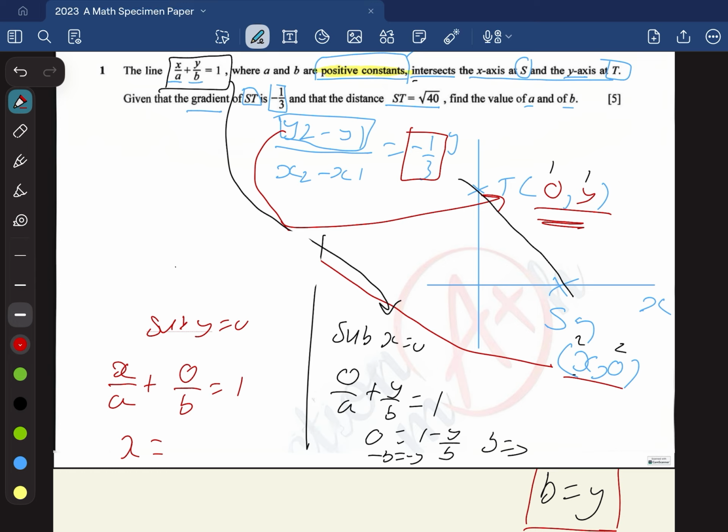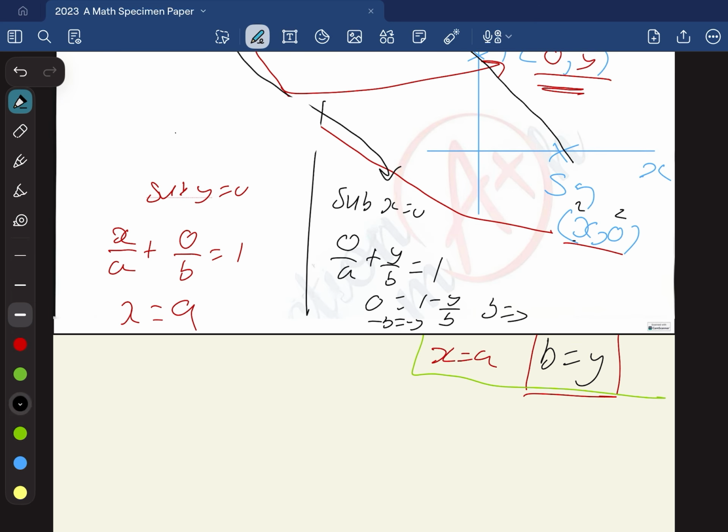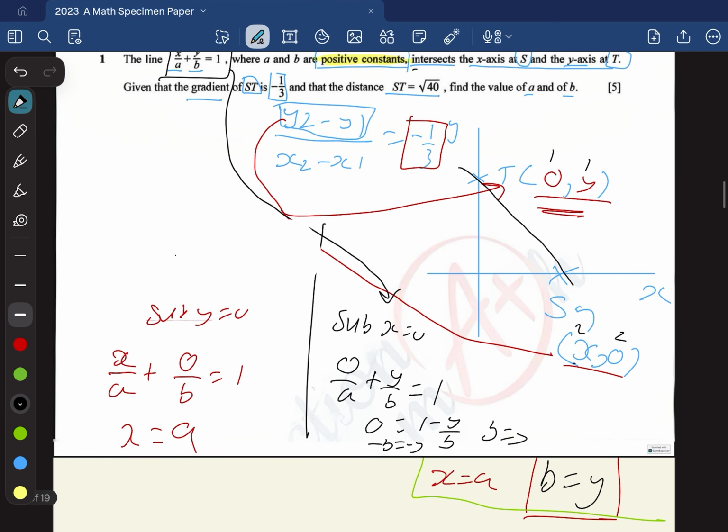Correct, x equals a. So x equals 8. Okay, you found the two coordinates, right? Now, what do you do with these two coordinates? Exactly, you have to sub it in, like what we did. Find the gradient and sub it in, sub it here.